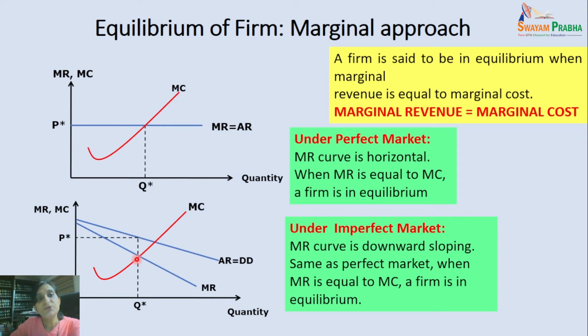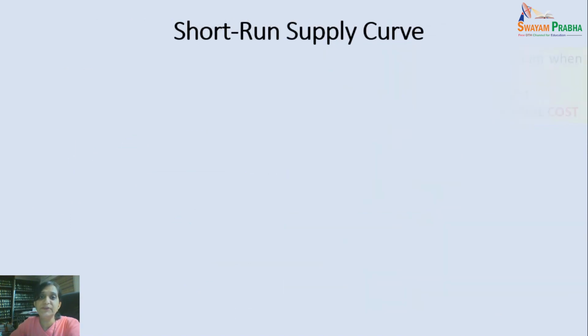One, MR should be equal to MC, and the marginal cost curve should start rising, or your marginal cost should start rising after this Q star. Right? So, this will give you the equilibrium of the firm. Coming quickly to the next topic, that is the short-run supply curve.